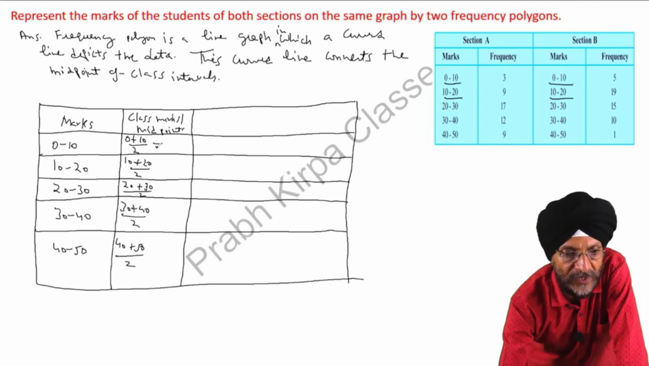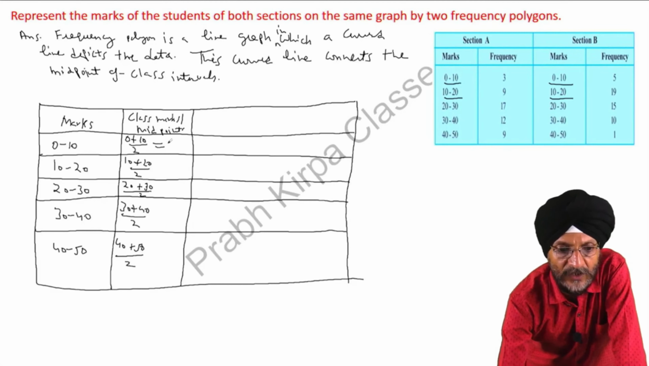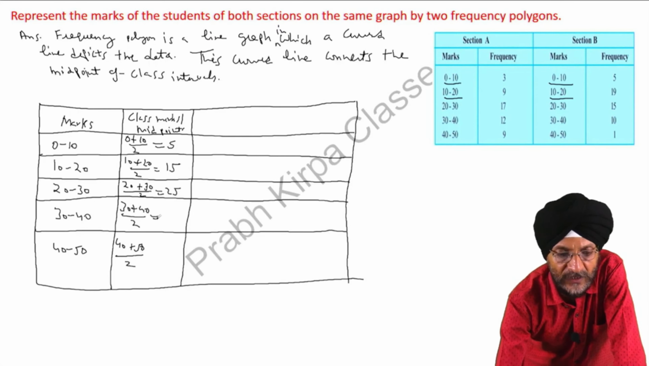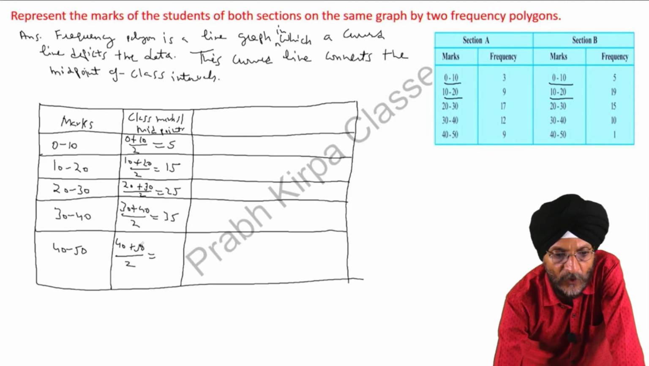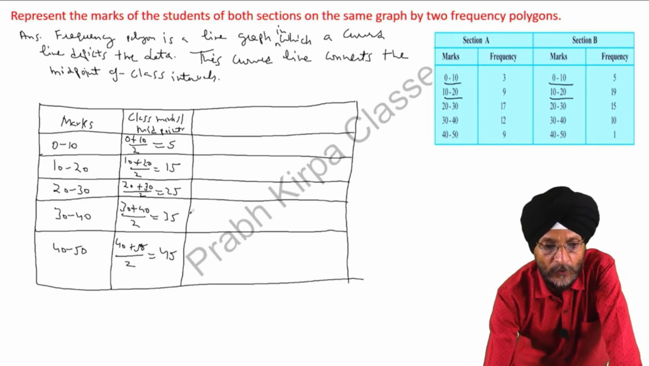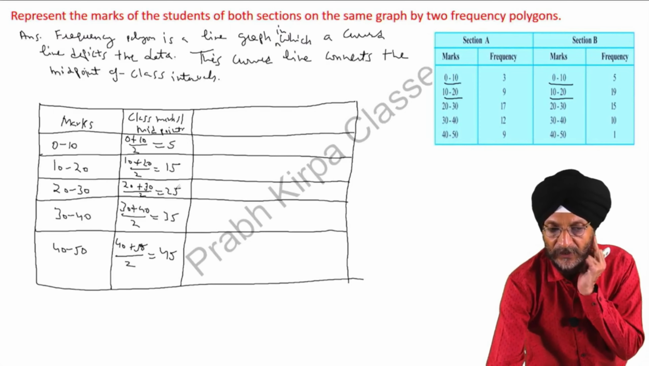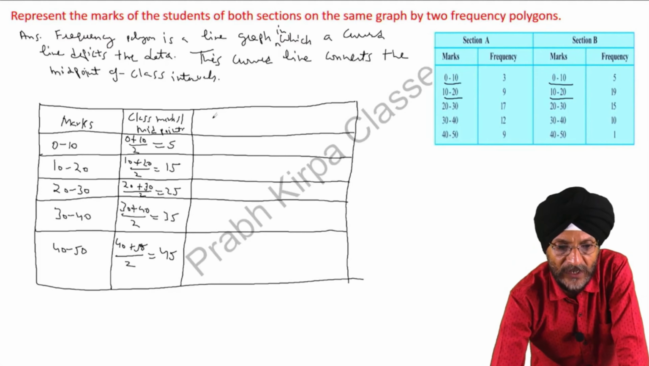So what we find here, we will arrive at 5, 10 plus 20, 30 divided by 2, 15, 20 plus 30, 50 divided by 2, 25. Here 70 divided by 2, 35. 40 plus 50, 90 divided by 2, 45. So we have arrived at the midpoint, that is 5, 15. Now here we will write frequency.